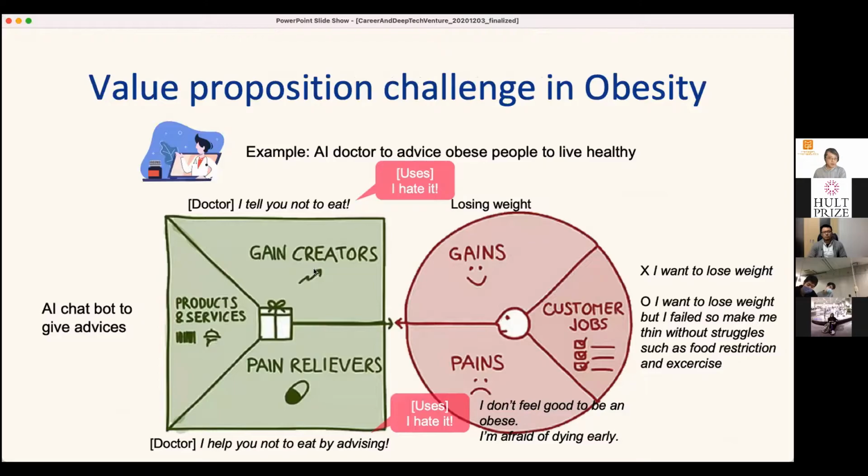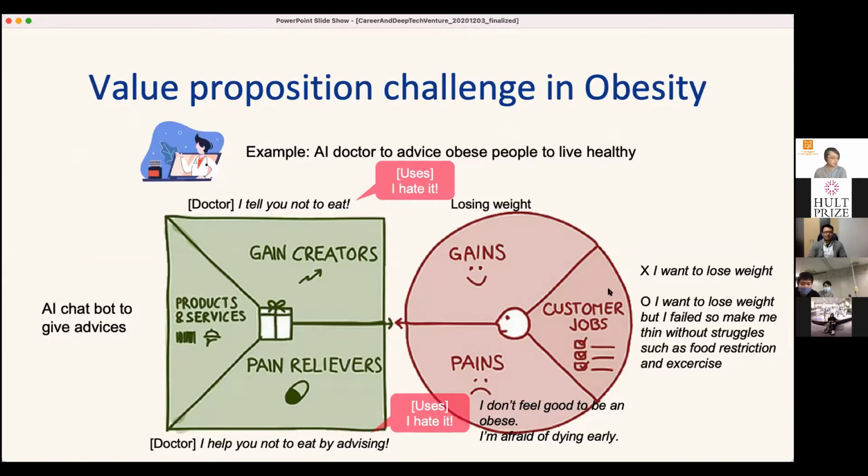And after this, Tats will explain about the obesity, but the obesity business is a little bit tricky, so I'll explain how. This is just an example. If you think about an AI doctor to provide advice to obese people to live healthier, like a smartphone app that tells obese people don't eat or run a lot, actually, it doesn't make sense in this value proposition canvas.